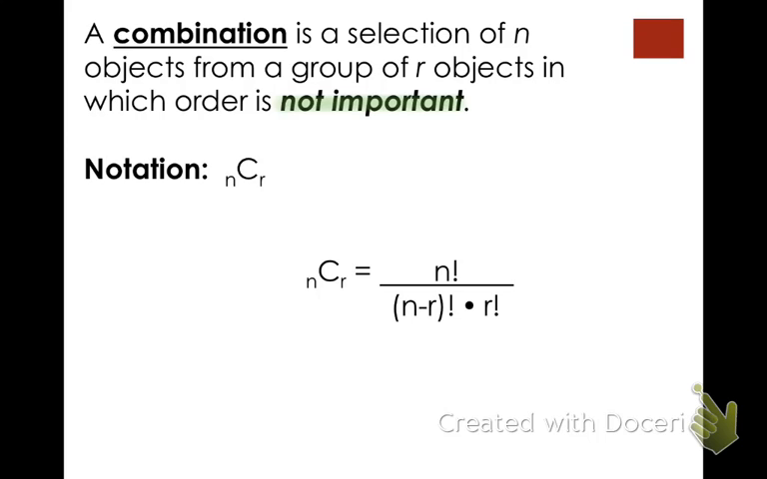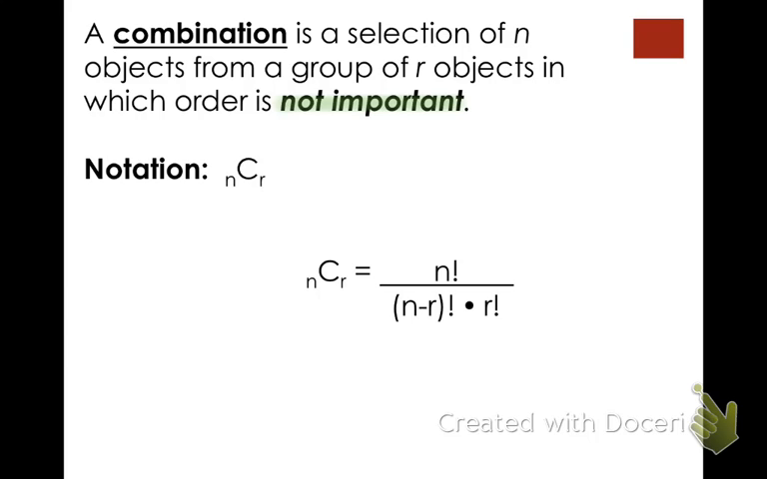Okay, now here's a bit of new notation, and we're going to look at this the same way in the permutations as well. This notation with the capital C, normal size, and the lowercase n and r as little subscripts down there, is the notation that you will see for a combination.